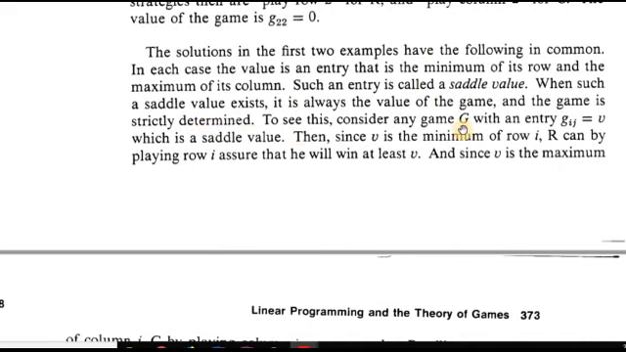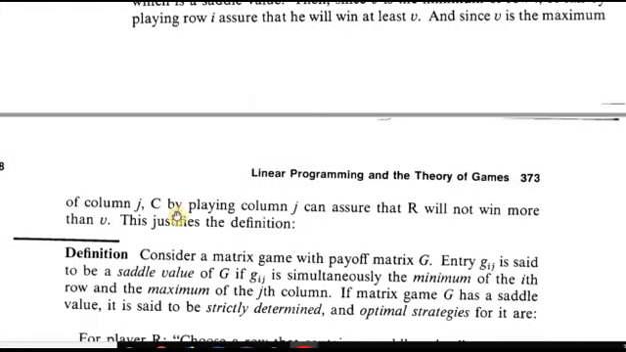To see this, consider any game G where there's an entry Gij equals V, which is a saddle value. Since V is the minimum of row I, R can play row I and assure he will win at least V, right? Because it's the minimum. And since V is the maximum of column J, C by playing column J can assure that R will not win more than V.